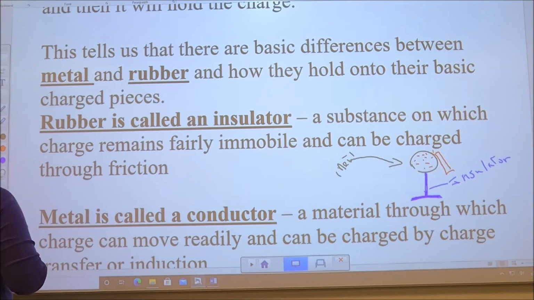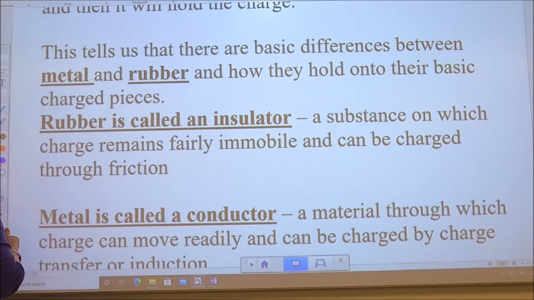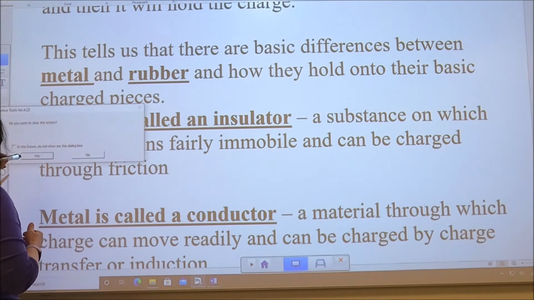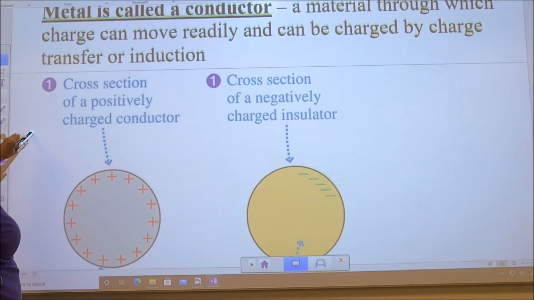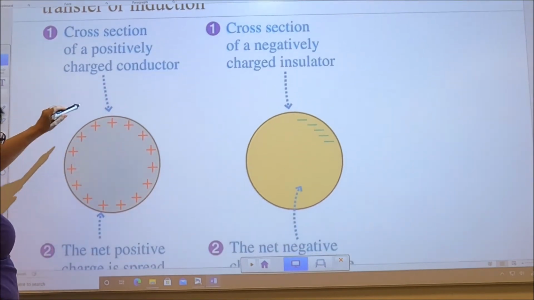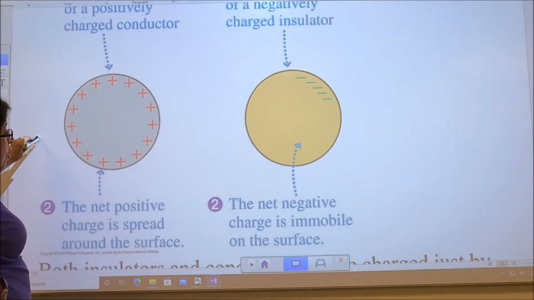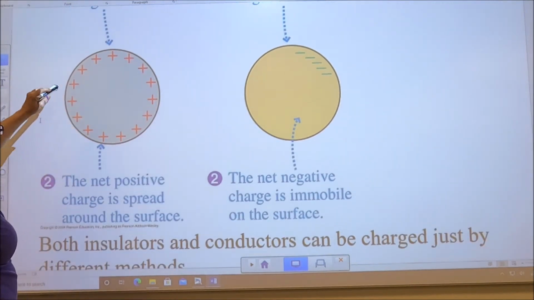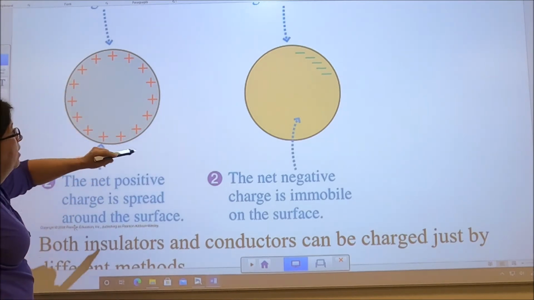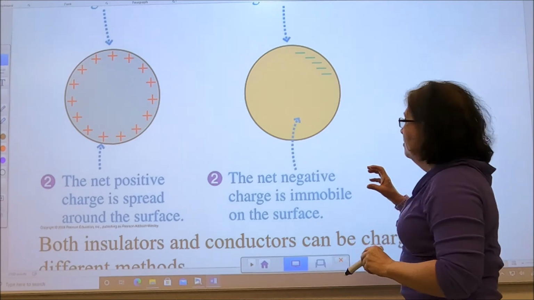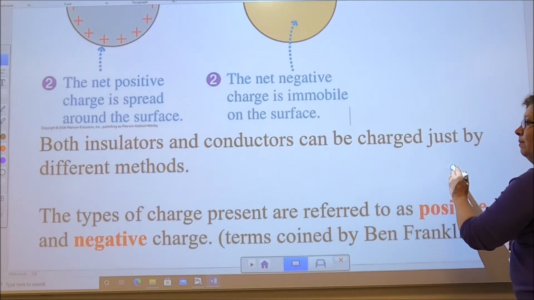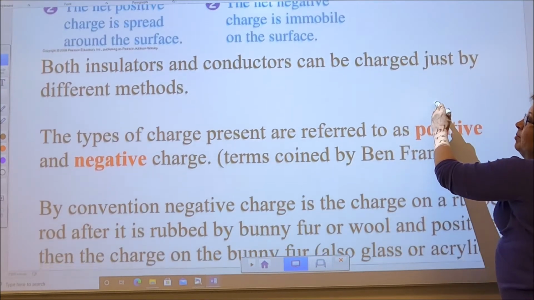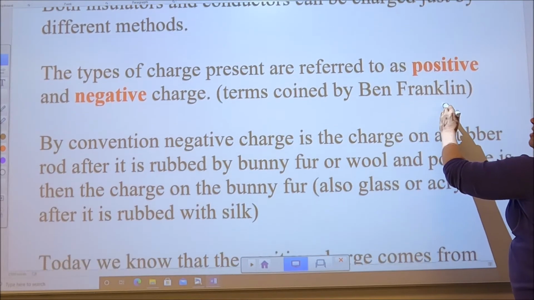So let me erase everything. Now, if we were to look at cross sections of a charged metal and a charged insulator, so a conductor and an insulator, you can see on the conductor everything gets spread. On the insulator, the charge is immobilized and it's just where the friction happened. Remember, both of these can be charged, but just in different methods.